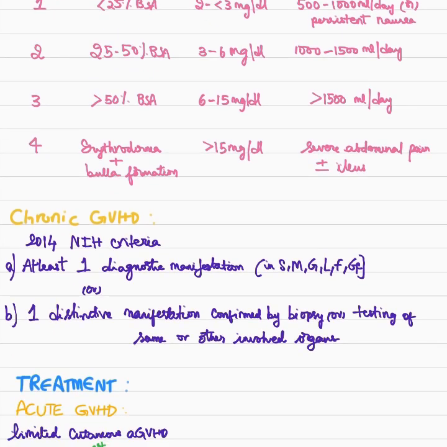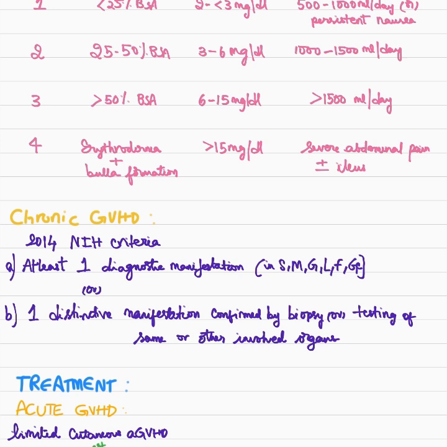Coming to chronic GvHD, this is based on 2014 NIH criteria. So at least one diagnostic manifestation in the skin, mouth, GIT, lung, fascia and genitalia, and/or one distinctive manifestation confirmed by biopsy or testing of the same or the other involved organ.